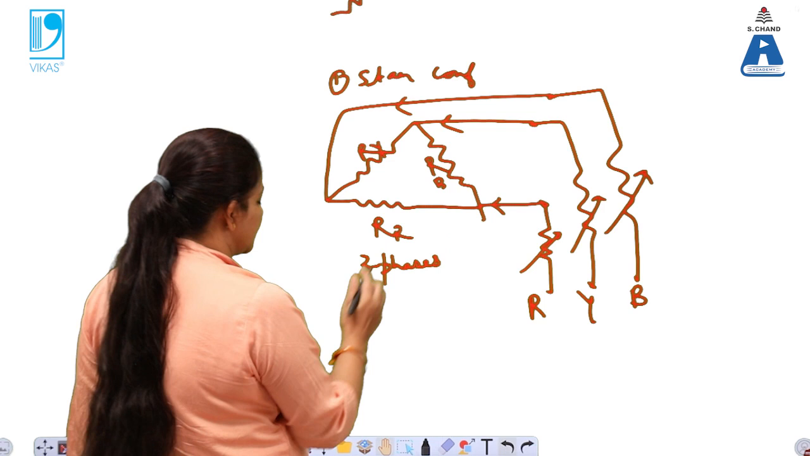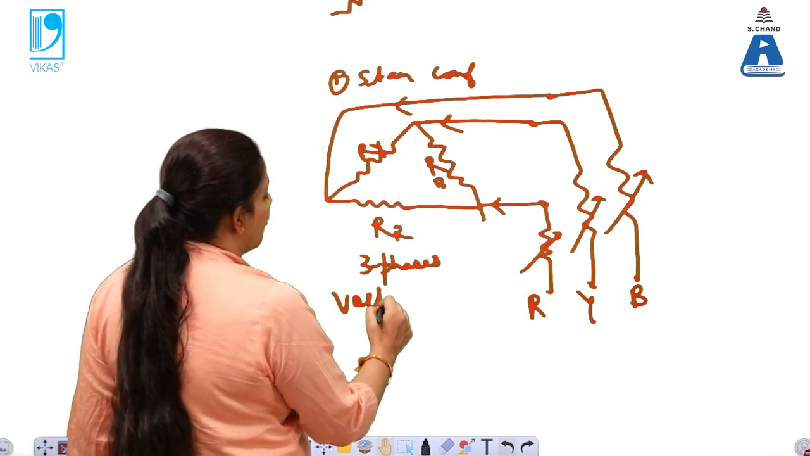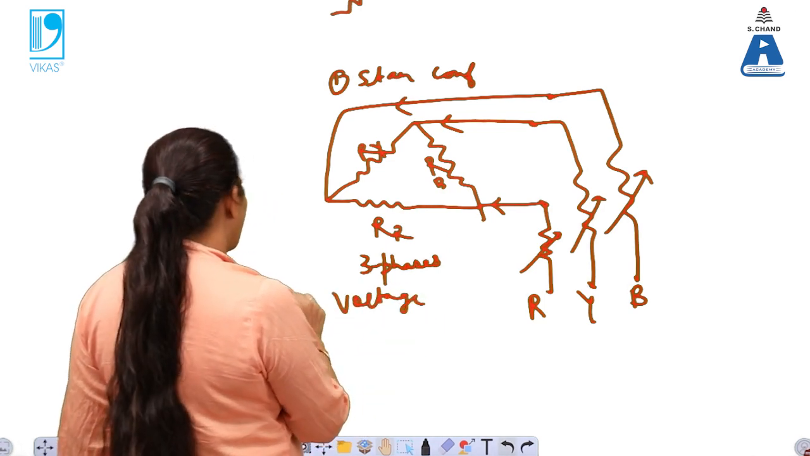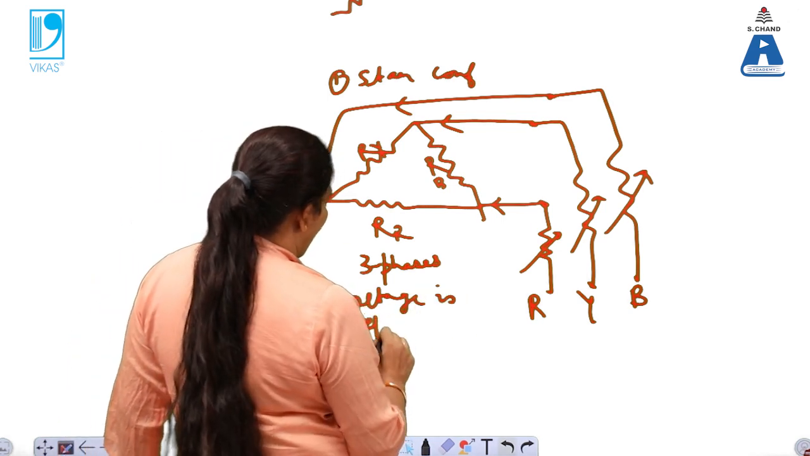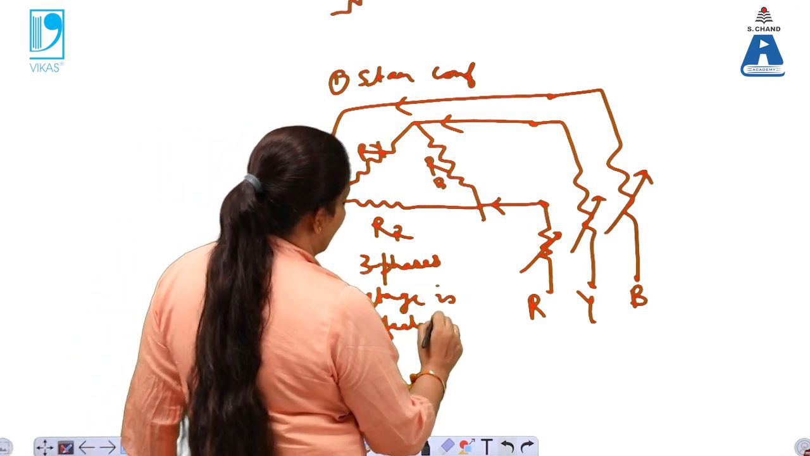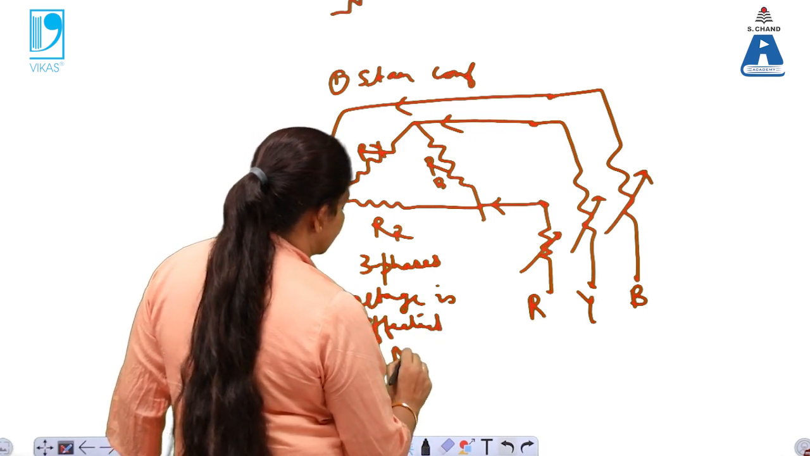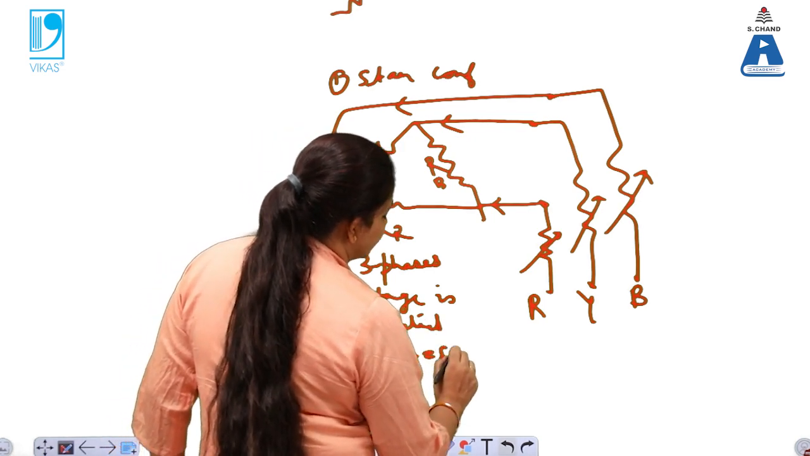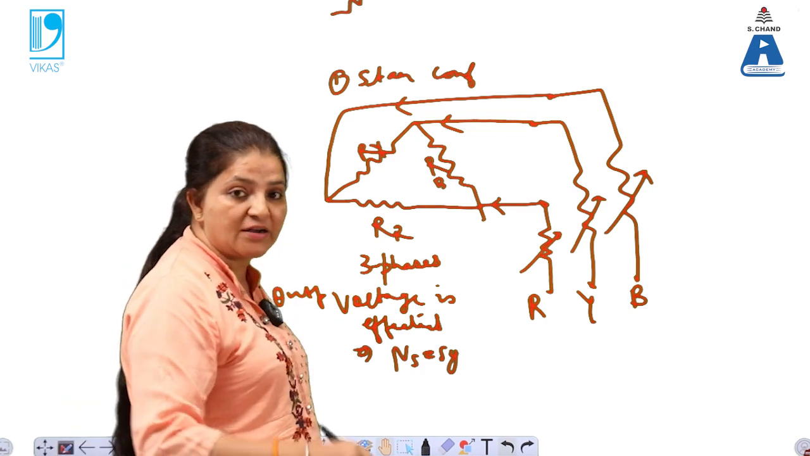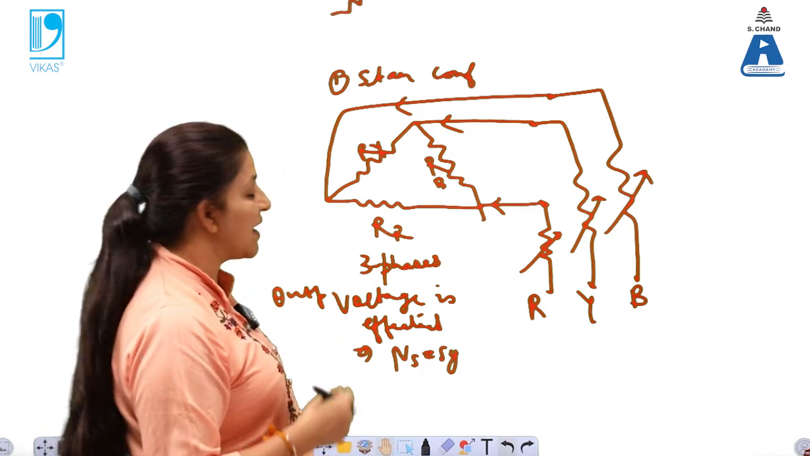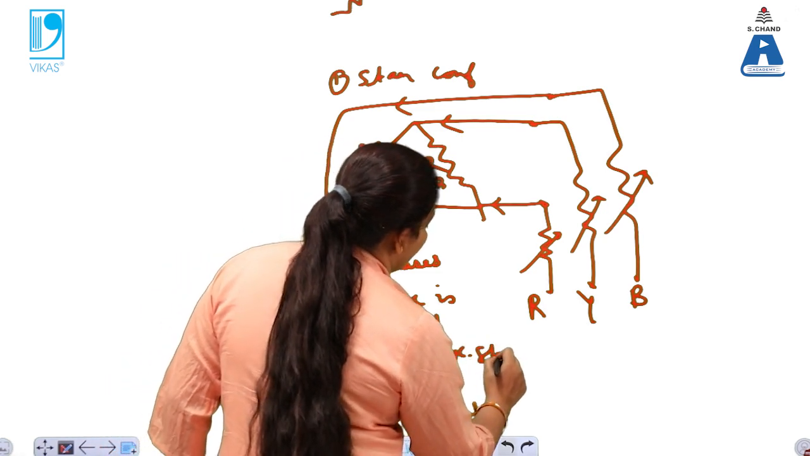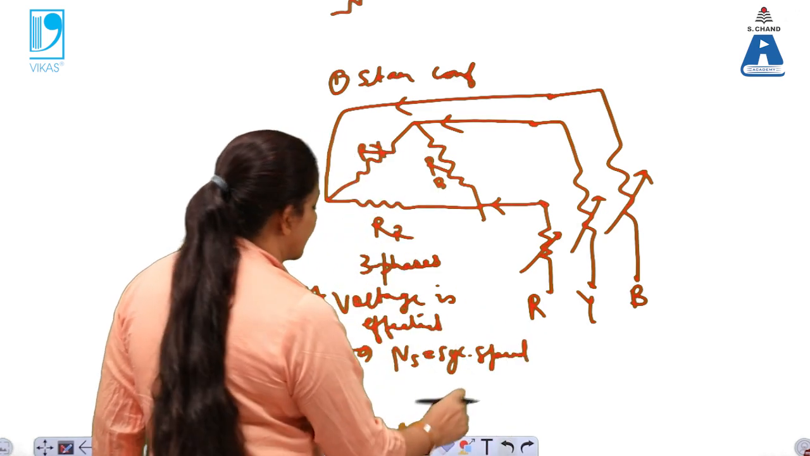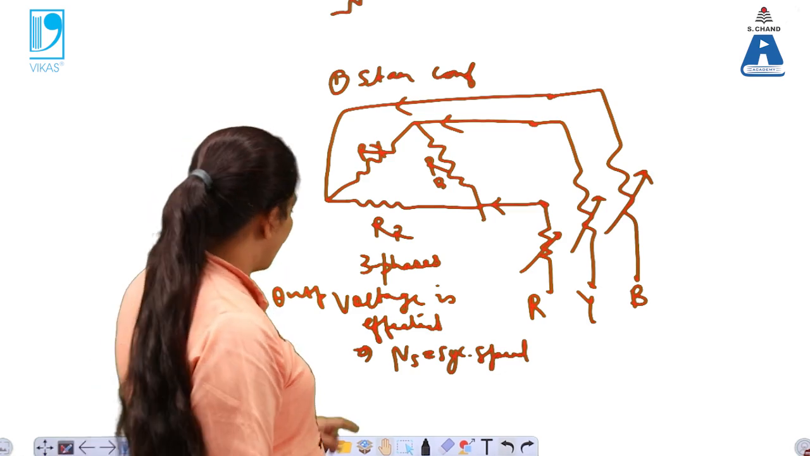Automatically, when the resistance is introduced over here, the output voltage is affected. Now the output voltage is affected, which implies Ns, the synchronized speed of the rotating three windings, can be controlled. So this is the synchronized speed over here. The synchronized speed can be changed for the three windings.